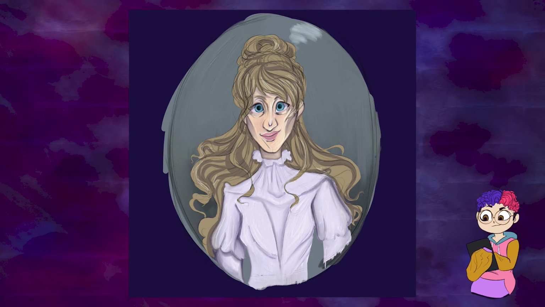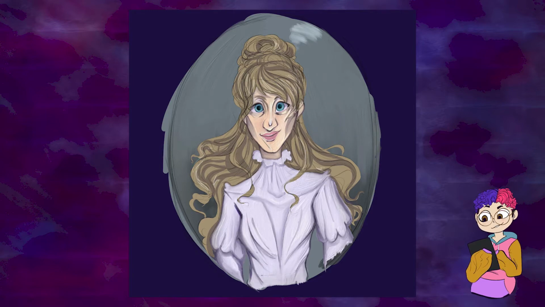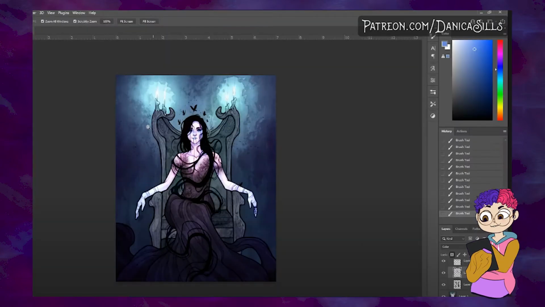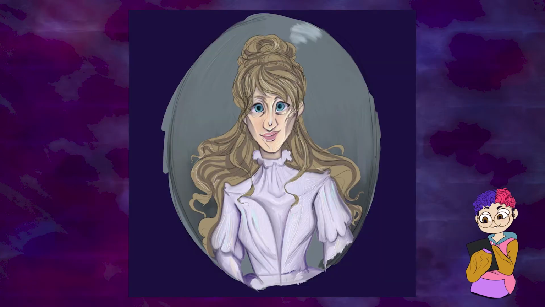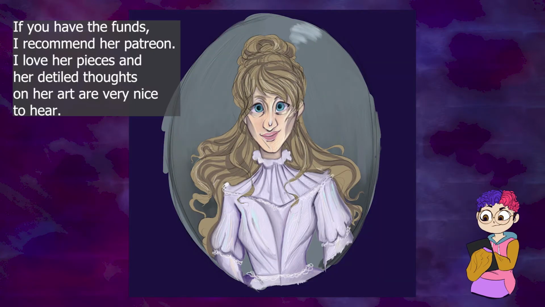And then the 2 other ones are portraits. One is for closer and the other one is from far away. I want to just mention that the one where she's on the throne is greatly inspired by this piece of Danica Sills. I fucking love Danica Sills' art. I really, really like her art. She is one of my main sources of inspiration art-wise.